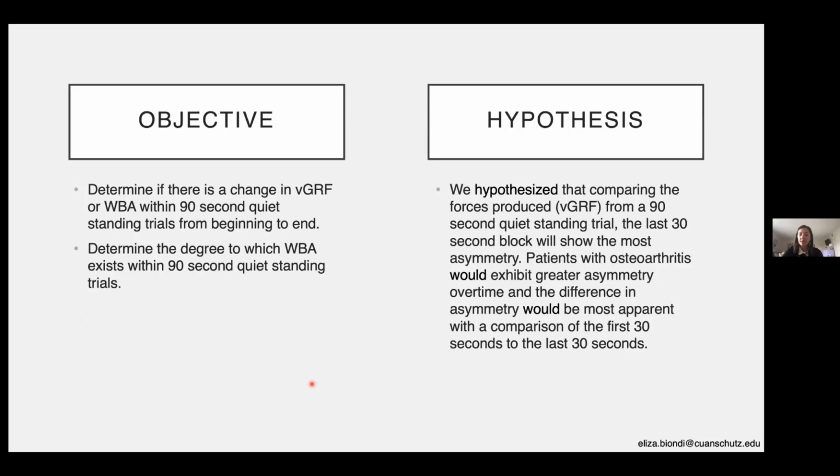My hypothesis was that when comparing the forces produced in 90-second standing trials, the last 30-second block would show the most asymmetry compared to the beginning or middle sections. And this is because patients would start to exhibit more increased levels of pain, as well as increased muscle fatigue of their involved limb as the trial progressed, and would place more weight on their uninvolved limb.